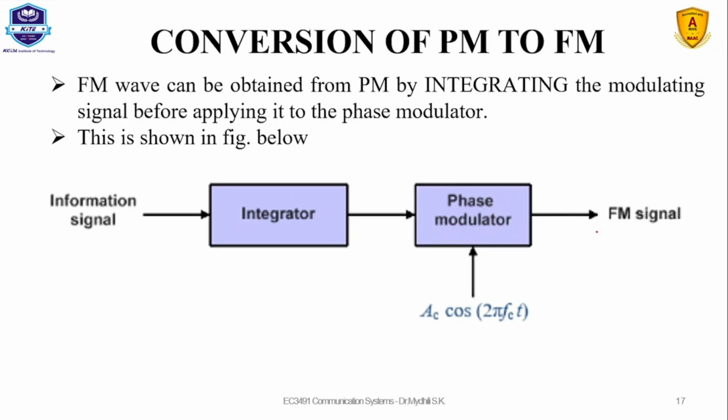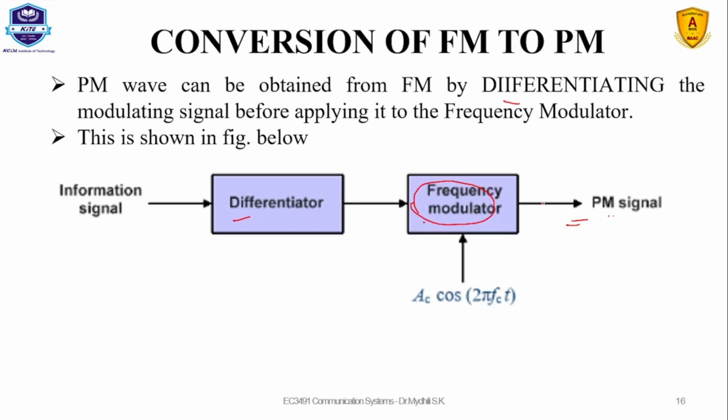Whereas in the second case, we generate an FM wave by using a phase modulator, just by integrating the message signal. The message signal is integrated to produce an integrated message signal, and that signal is passed to the phase modulator, where with the help of a local oscillator signal, that is, the carrier signal, an FM signal is produced. So it's a very important 2 marks question: how we will get FM from PM and PM from FM.